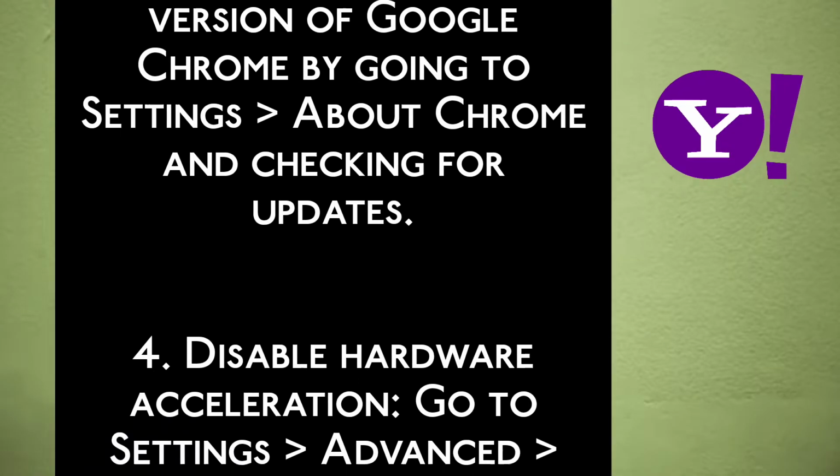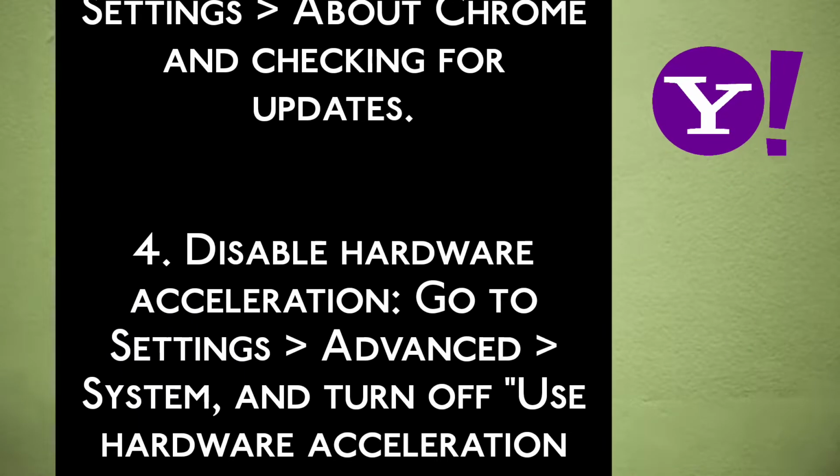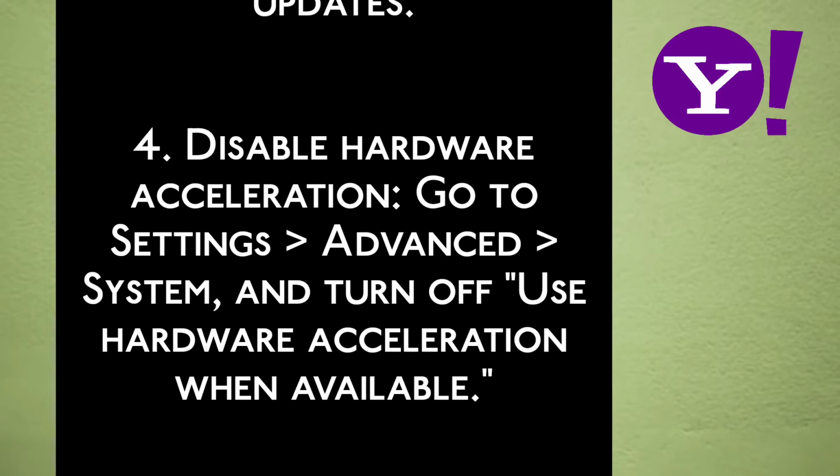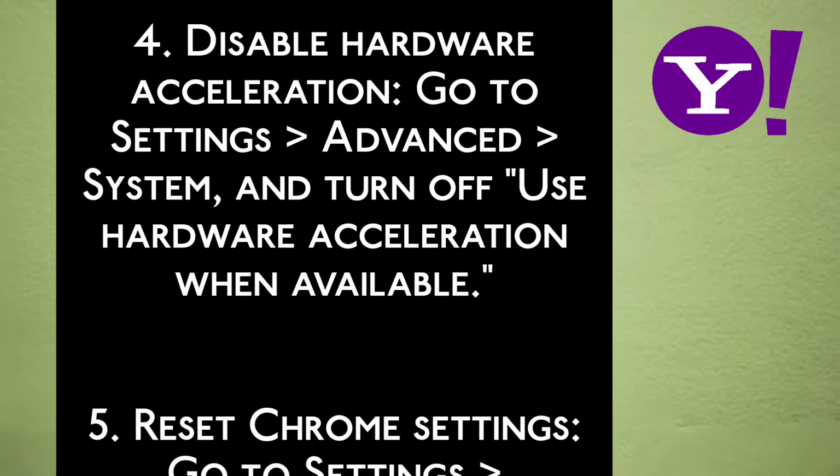Step 4. Disable hardware acceleration. Go to Settings, then Advanced, then System and turn off Use hardware acceleration when available.